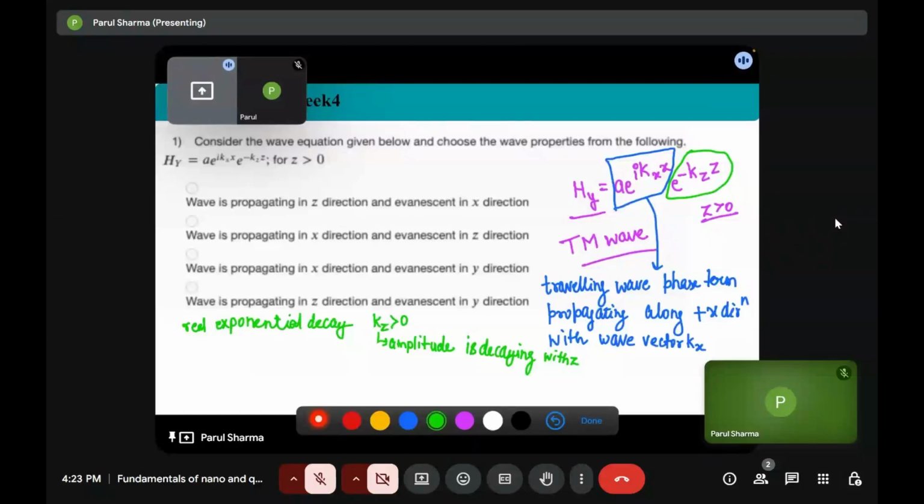So what are the options? Wave is propagating in z direction? No. Wave is propagating in x direction? Yes, and decay in the z direction. So this option is correct. Next, wave is propagating in x with decay in y direction. This is true for x, but the decay is in the z direction, so this is not correct.